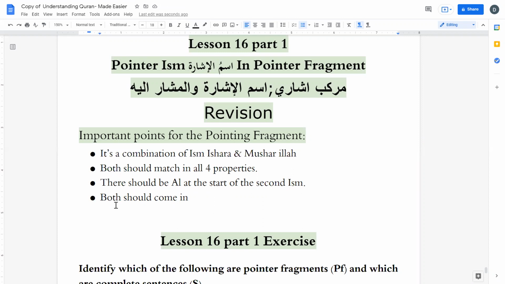And another important point is that when they come in a sentence, the pointer ism comes first, and immediately the second ism with al is there. So both should come in close succession, very close to each other. There shouldn't be any other word in between. If there's any word in between, then it's not a pointer fragment, right? Yes.